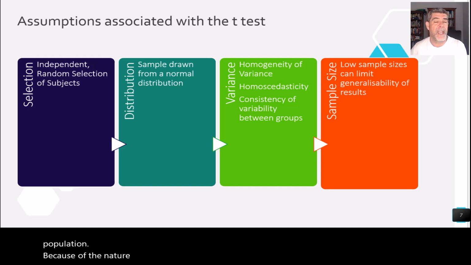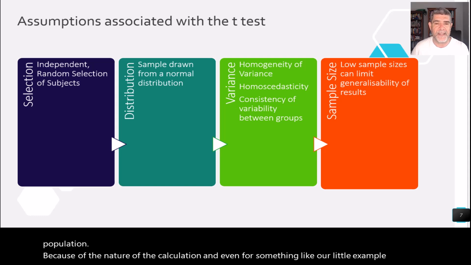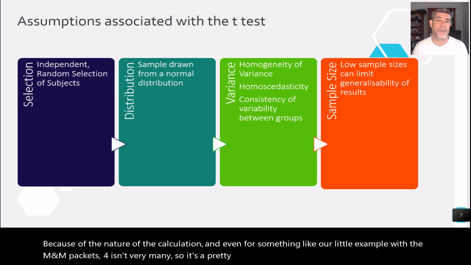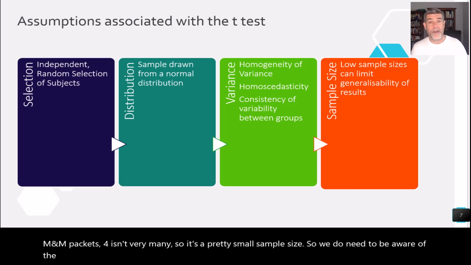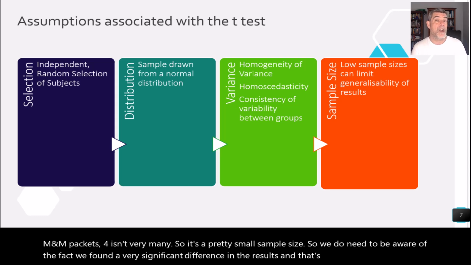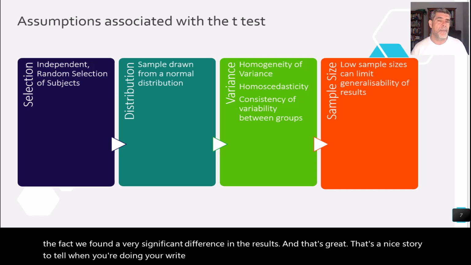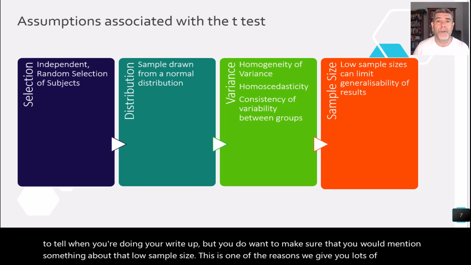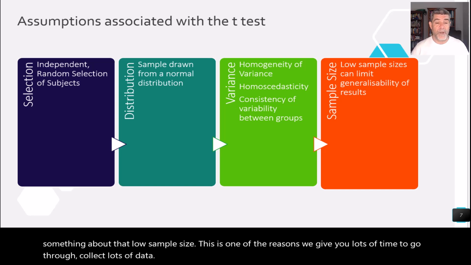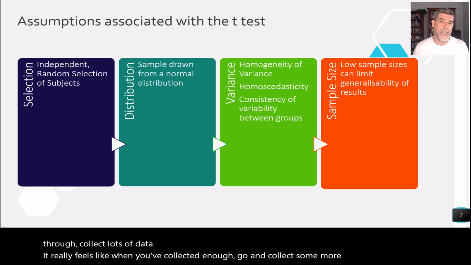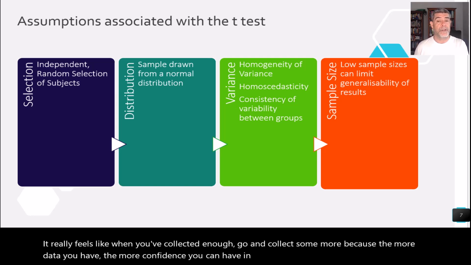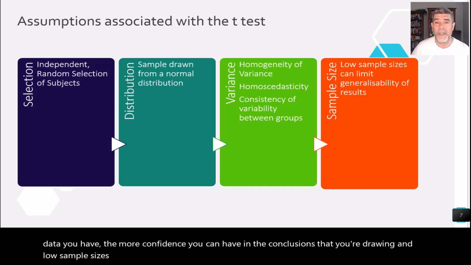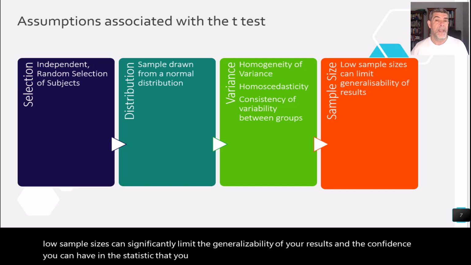Because of the nature of the calculation, and even for something like our little example with the M&M packets, 4 isn't very many, so it's a pretty small sample size. So we do need to be aware of the fact that we've found a very significant difference in the results, and that's great. That's a nice story to tell when you're doing your write-up, but you do want to make sure that you mention something about that low sample size. This is one of the reasons we give you lots of time to collect lots of data. When you feel you've collected enough, go and collect some more, because the more data you have, the more confidence you can have in the conclusions that you're drawing. Low sample sizes can significantly limit the generalizability of your results and the confidence you can have in the statistic that you calculate, in the probability value that you determine from that test statistic, and then the conclusion that you draw about your null hypothesis.